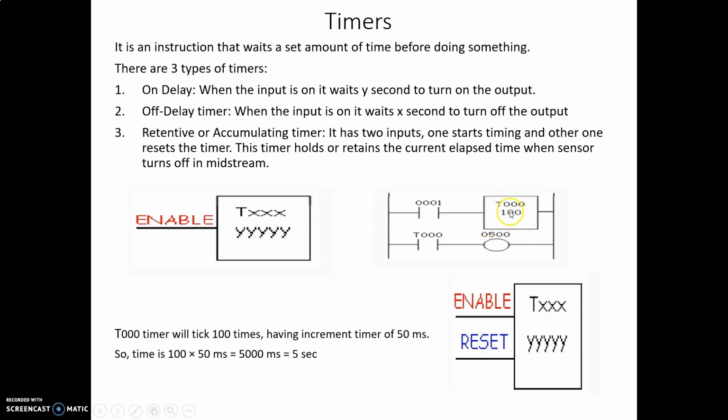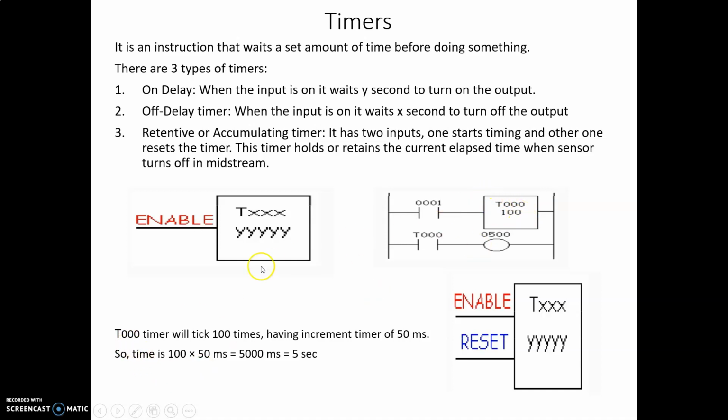Look at here, where T000, like here we have shown TXXX. This XXX indicates the address number of the timer, because in a given question you might be using 4 timers, 5 timers, and all of them need different addresses, right? So it is mentioned by this TXXX, where YYY indicates the number of ticks, the times here. Here it is given as 100. What does this 100 mean? That we will discuss now.